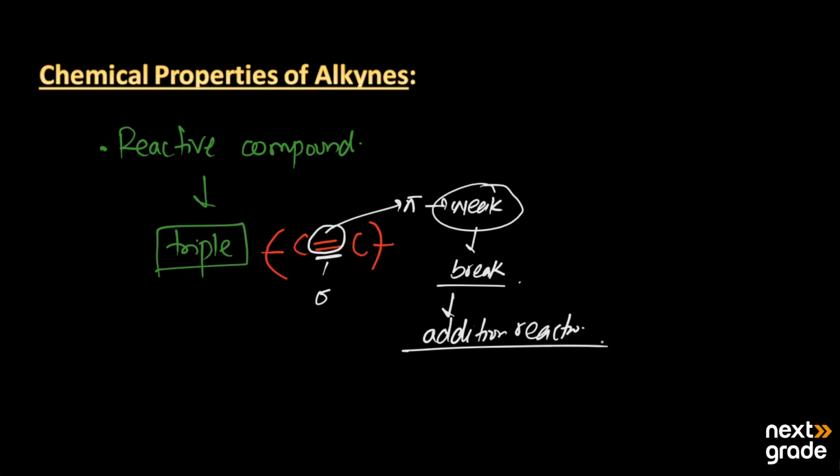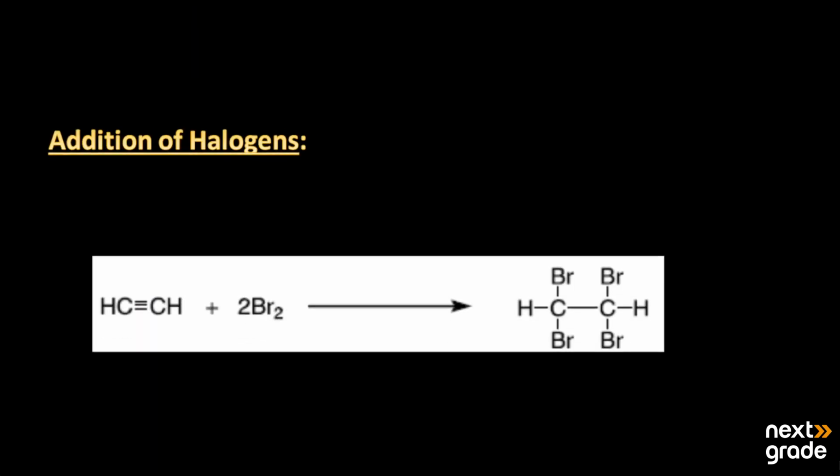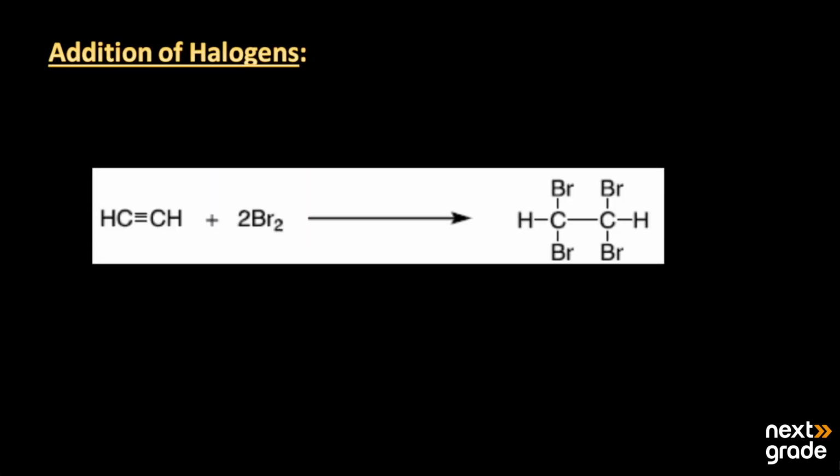easily. And the addition reactions of alkynes also resemble the reactions of alkenes, as alkenes also have a double bond between two carbon atoms and one bond is weaker. So their reactions have some resemblance with the alkenes. So the first chemical reaction is the addition of halogens.